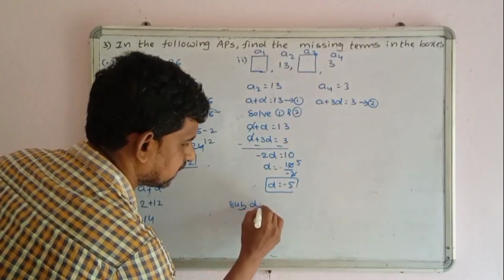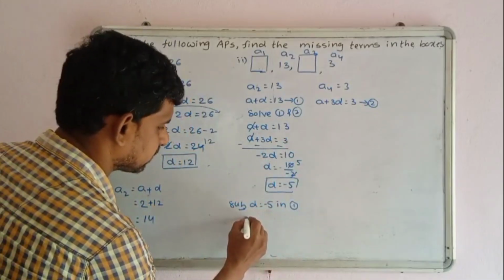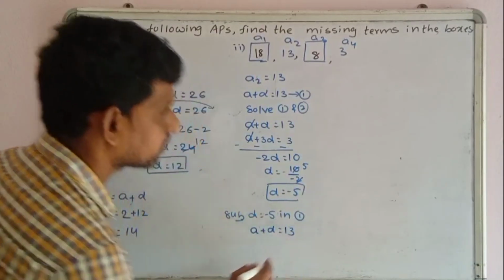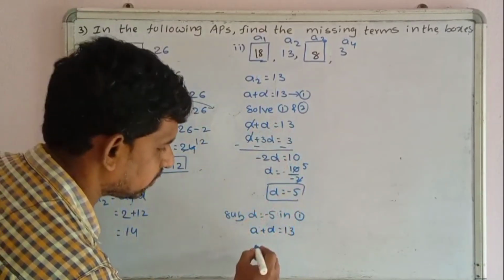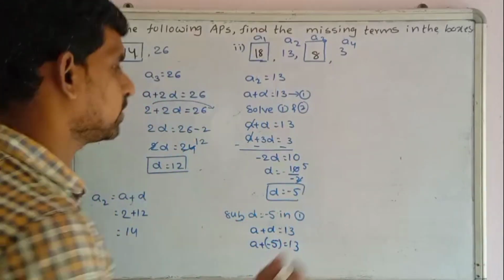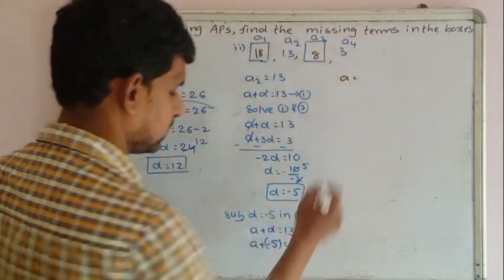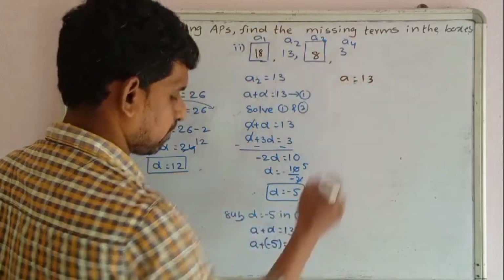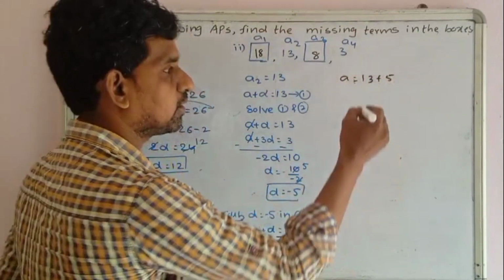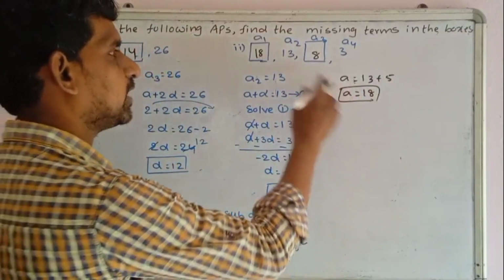Substitute D equals minus 5 in 1 or 2. What is 1? A plus D equals 13. So we don't know the value of A, plus the D value minus 5 equals 13. So A equals 13, transpose minus 5 to the right side, plus 5. 13 plus 5 is 18. The value of A is 18. Therefore, the first term is 18.